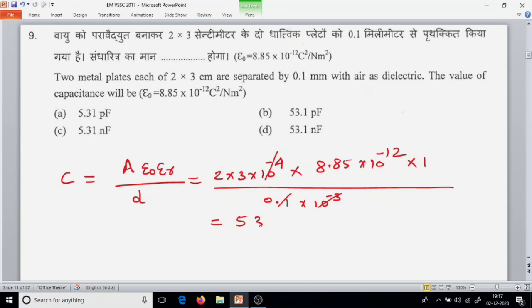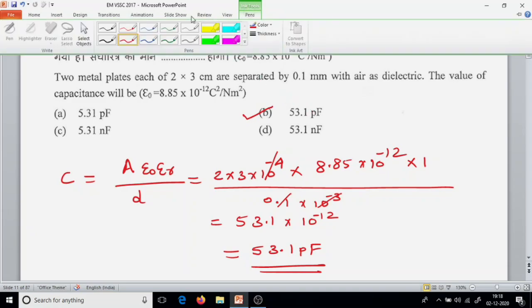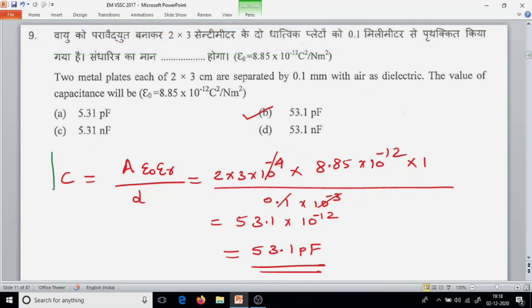That is 53.1 multiplied by 10 to the power minus 12. What is 10 to the power minus 12? That is picofarad. So this capacitor is equal to 53.1 picofarad. That is the answer. The answer is option B, 53.1 picofarad. So this is the equation you should remember, then only you can solve it.